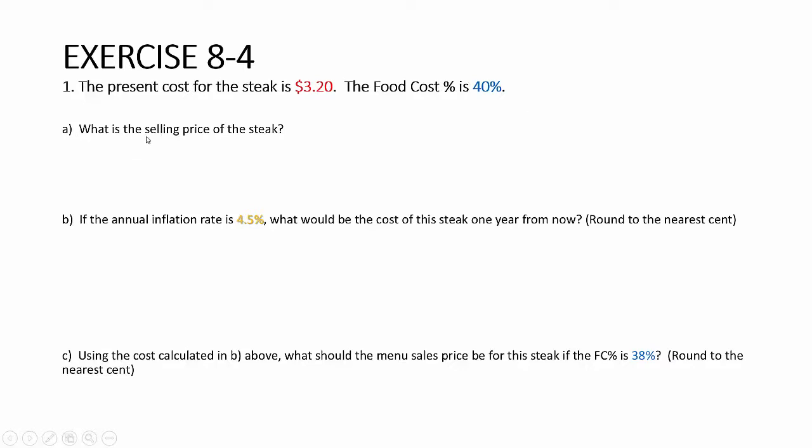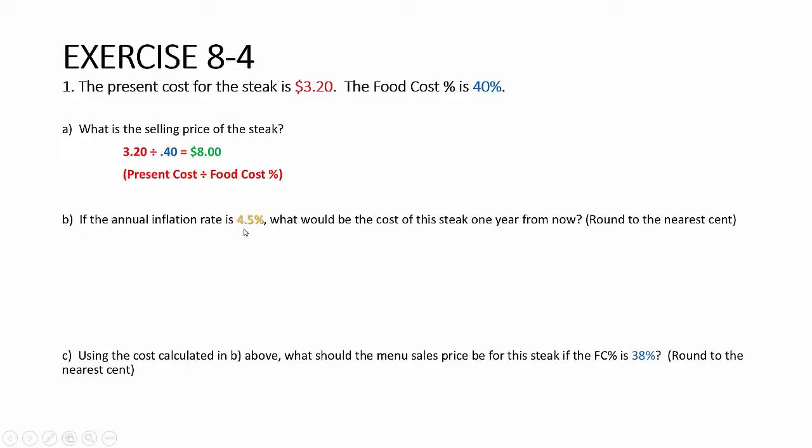The first question is they want to know what the selling price of the steak should be. If you remember your selling price formula or pyramid, we need the cost of the food, and we divide that by the food cost percent. In this example, it's the cost of the steak divided by the food cost percent. That gives us a selling price of $8. Remember, this is the selling price. Let's move down to the next question.